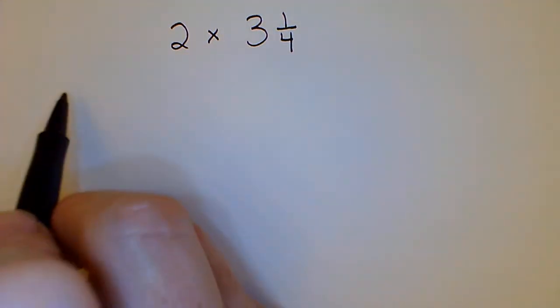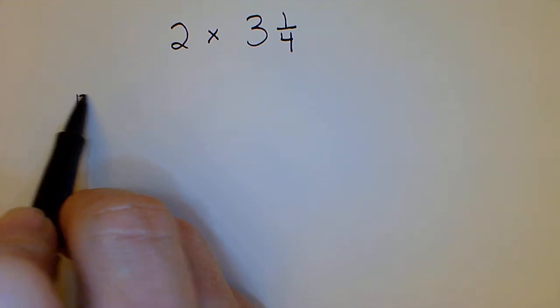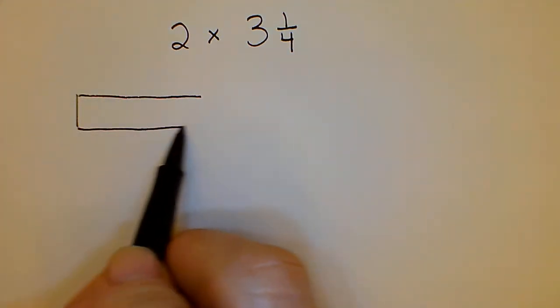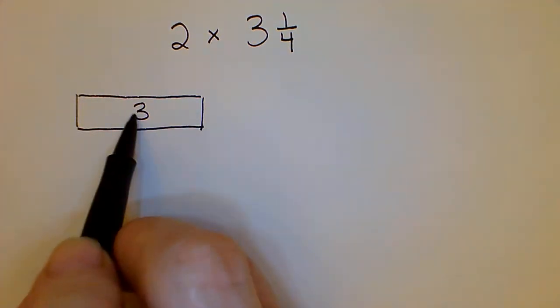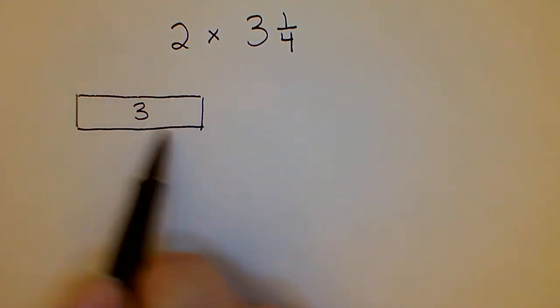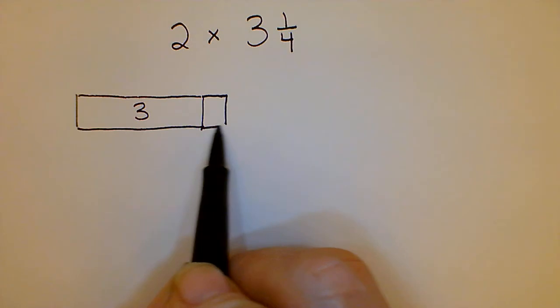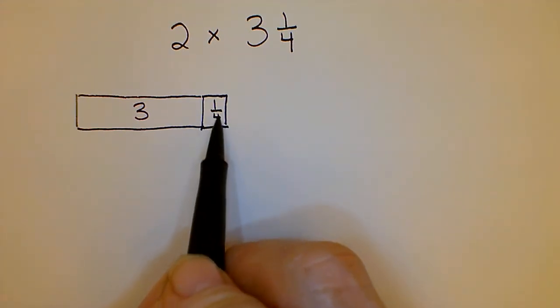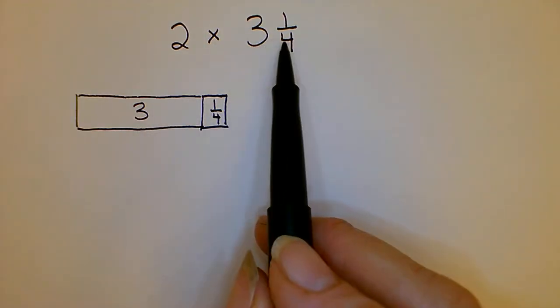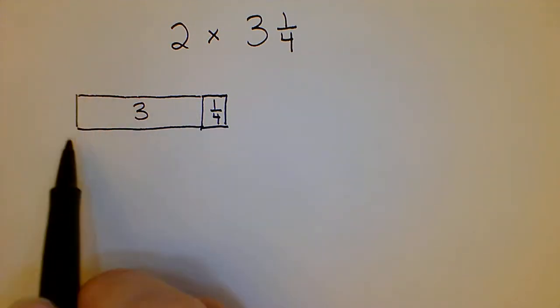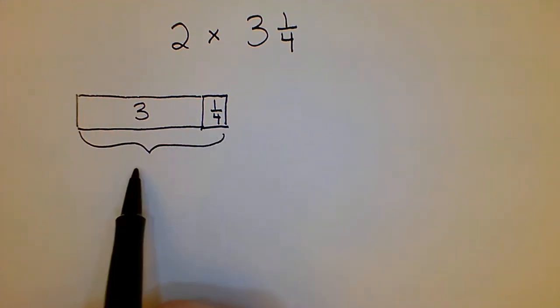So I'm going to start by modeling the 3 wholes. So here we have 3 wholes, and I'm just going to put a 3. So instead of doing all 3 wholes separately, I'm just going to mark off 3 wholes. Then I'm going to do 1/4. So right now, I have modeled 3 and 1/4 one time. So we have 3 and 1/4.